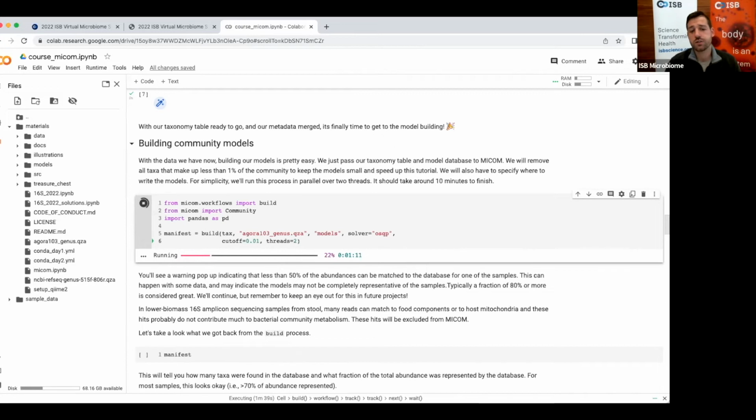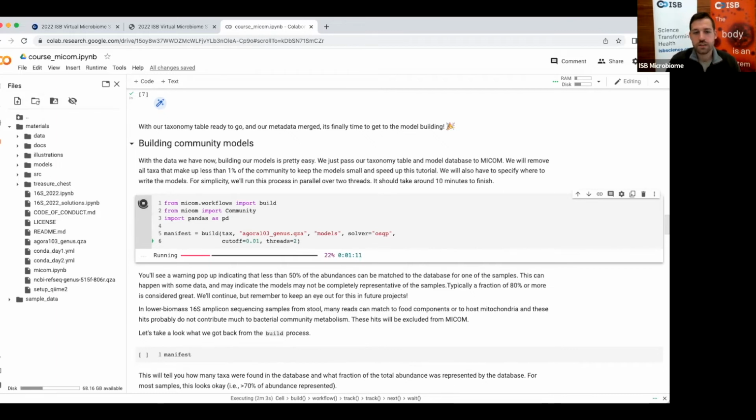I do urge you, if you are planning to use Mycom on your own, to take a look at that cutoff and determine what is a good cutoff for your own analyses. Typically, we'll use a slightly less strict cutoff, but for the purpose of this course and to minimize the computational intensity required, we elected to go with a 1% relative abundance cutoff, and that seems to work just fine.